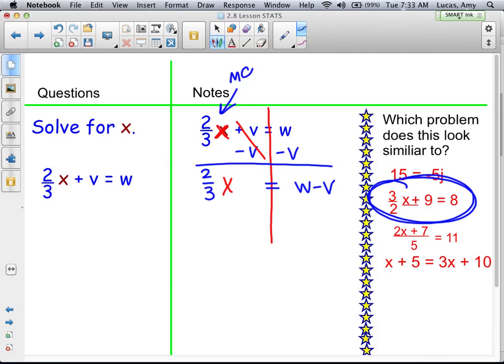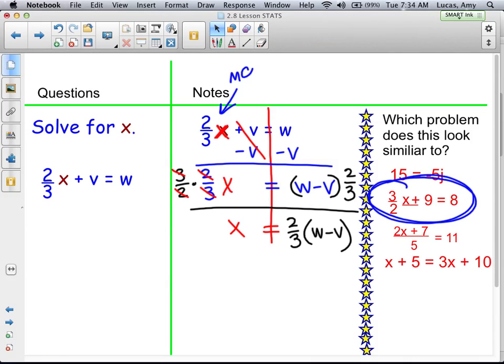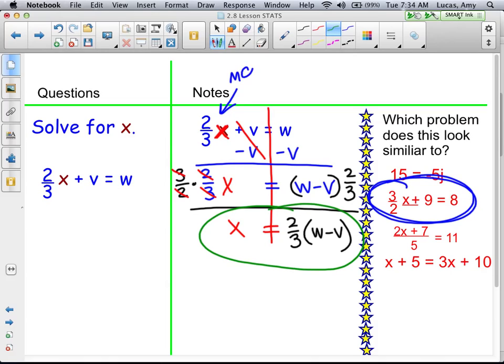Now the tricky part. When I multiply by this reciprocal, I am going to need parentheses on my right-hand side because you have to multiply everything by 2/3, not just one of those variables. On the left-hand side, I only have to write it to multiply and cancel out, so I get x equals on the left-hand side. But on the right-hand side, the 2/3 is being multiplied by w minus v. If you wanted to distribute it, you could, but I prefer to just leave it in front of my parentheses.